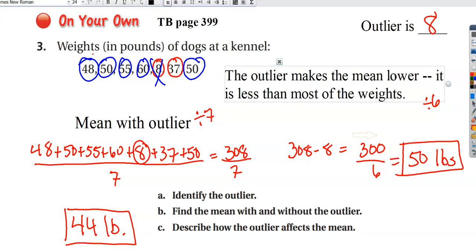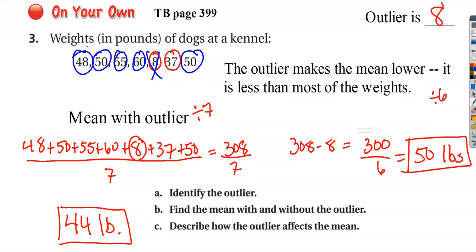So 44 turns out to be less than most of the weights, so it's not very representative of the average weight of the dogs. So this outlier lowers the mean, and so if we were going to try to calculate the mean, we probably would throw the outlier out and call the mean 50 pounds. And that's it. That's your lesson on finding the mean of a data set.